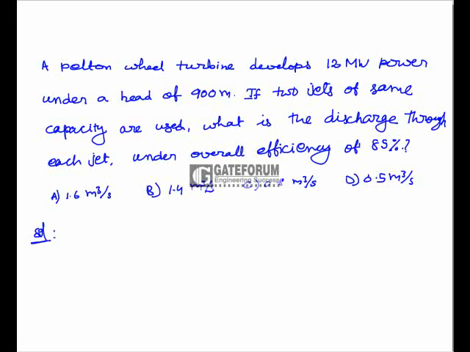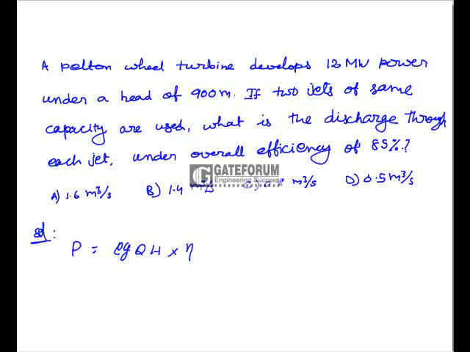A Pelton wheel turbine develops 12 megawatt power under a head of 900 meter. If two jets of same capacity are used, what is the discharge through each jet under an overall efficiency of 85%? Here, the power developed by the Pelton wheel is given by ρQgH into the overall efficiency of the turbine.